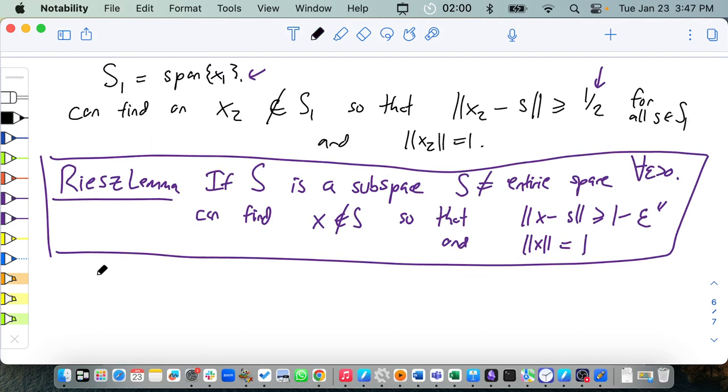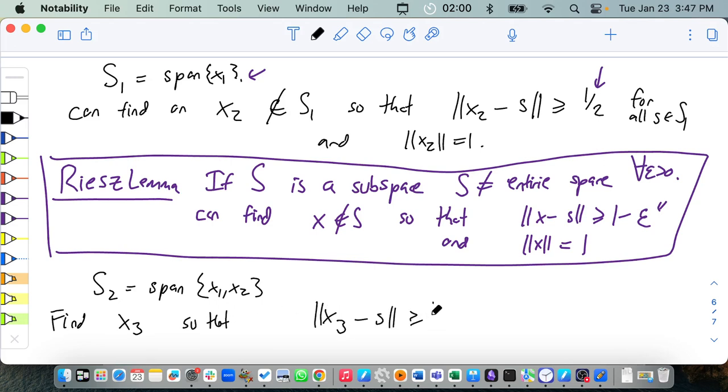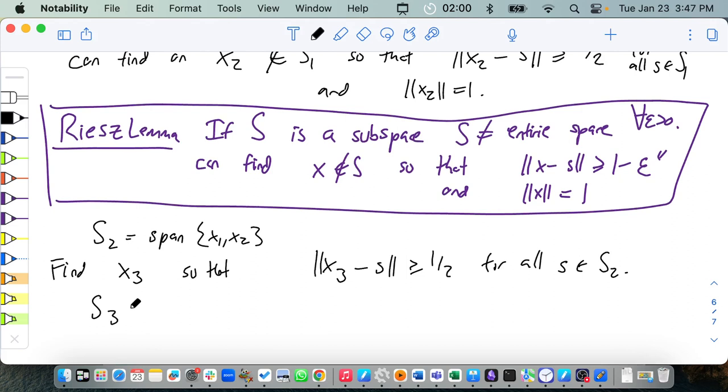Now I make the space S2, which is the span of x1 and x2. And I use Riesz's lemma again to find x3, so that the norm of x3 minus s is at least 1/2 for all s in S2. Basically I'm constructing a sequence by adding points to my space. I have S1, which is the span of x1. I have S2, which is the span of x1, x2. S3 is going to be the span of x1, x2, x3. And I'm going to keep collecting points, and keep finding points that are not near this subspace.